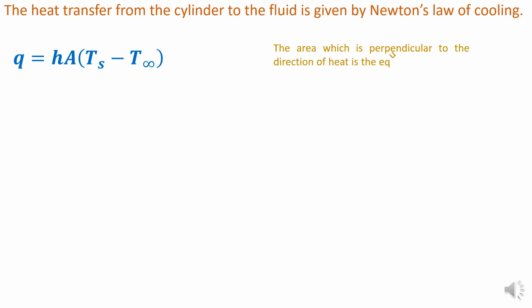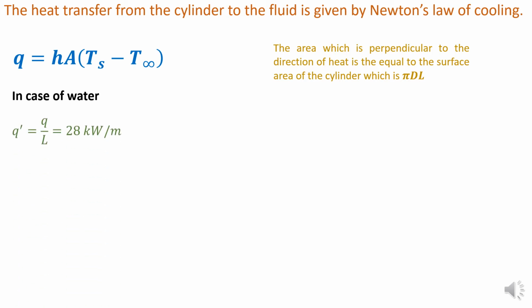The area perpendicular to the direction of heat is equal to the surface area of the cylinder, and it is pi dl, where d is the diameter of the cylinder and l is the length of the cylinder. In case of water, the power required to maintain the temperature at 90 degrees centigrade is 28 kilowatt per meter. It is basically power per unit length.